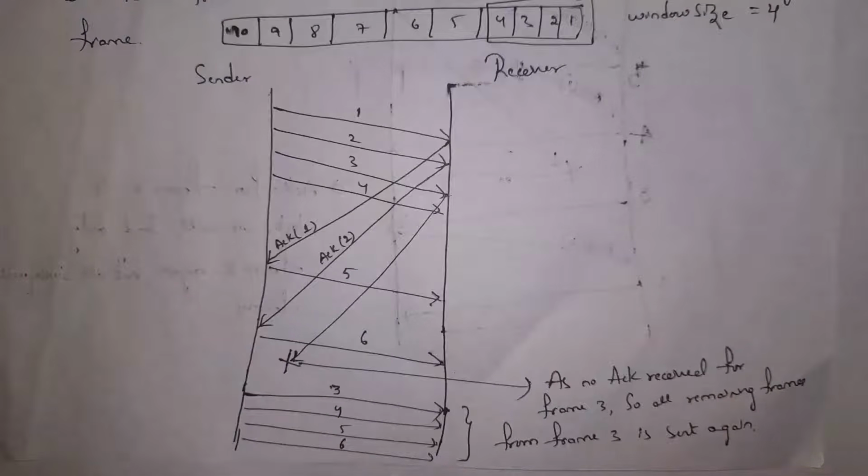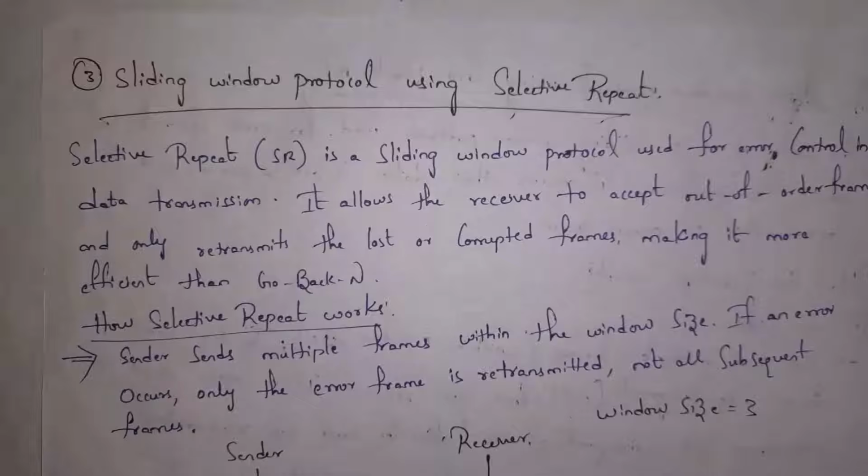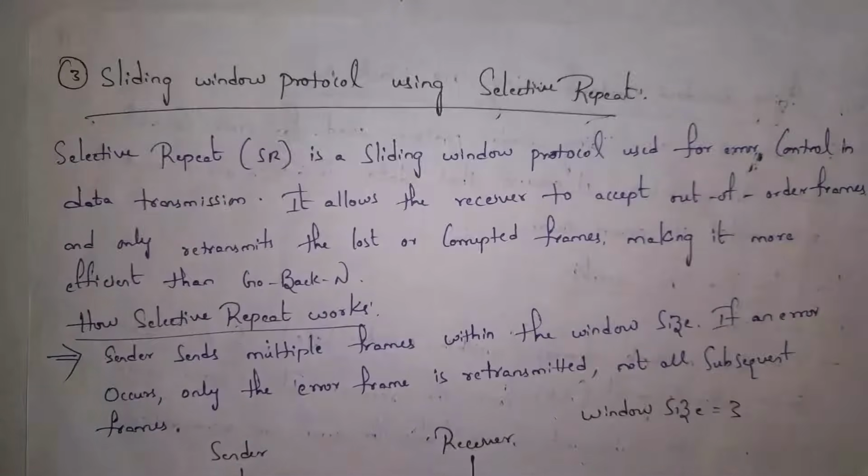Next I will explain sliding window protocol using selective repeat. Whereas in go back N, whenever any frame gets an error, the sender will send that particular frame as well as all the corresponding frames from that error frame. But in selective repeat, the sender will not send all the frames. The sender will resend only that particular frame which got error.